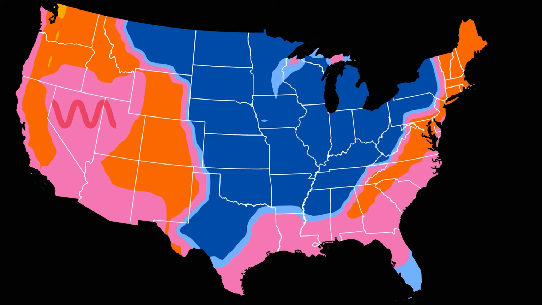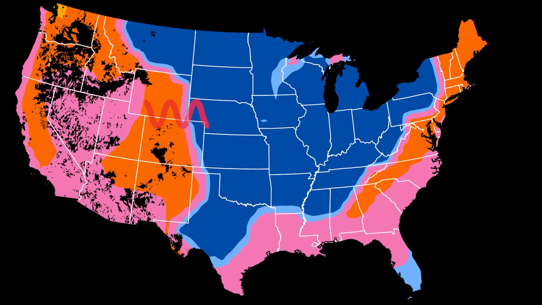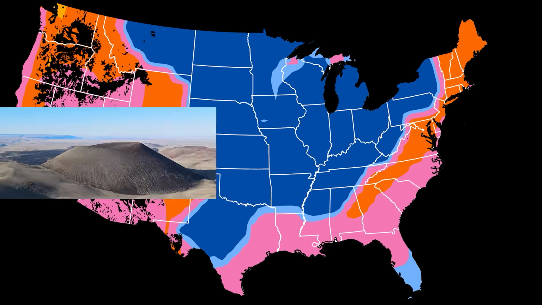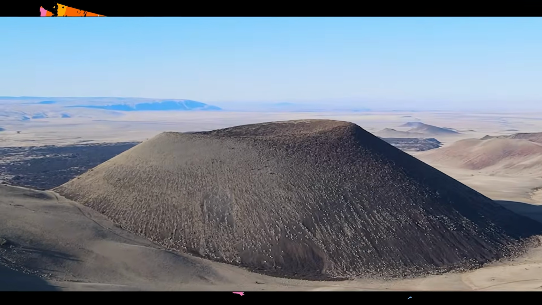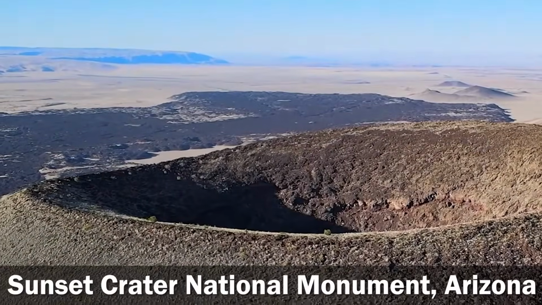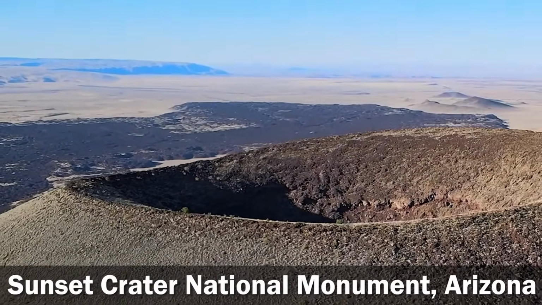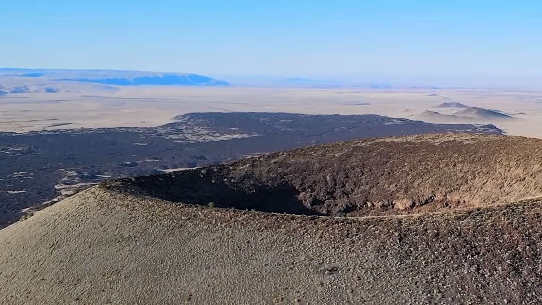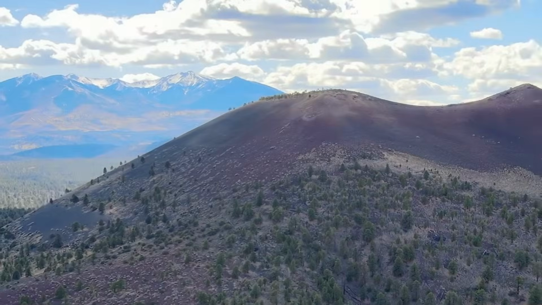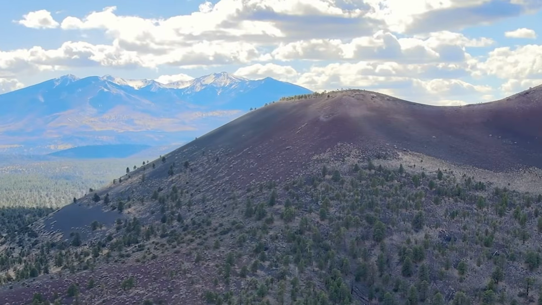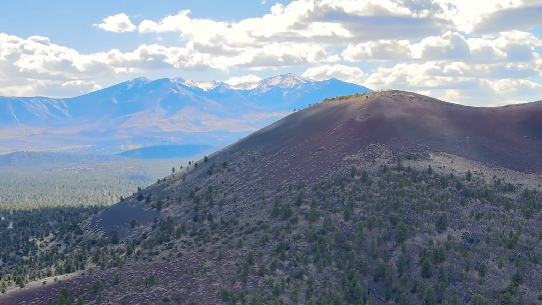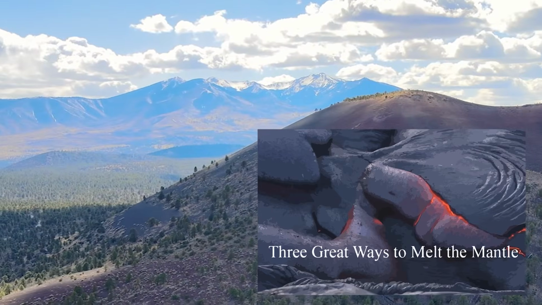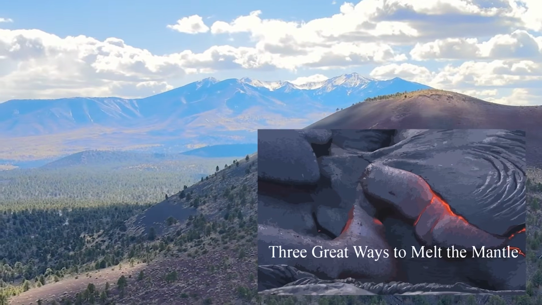We can compare this map to the locations where volcanoes erupted and lava flowed in the recent geologic past. These volcanoes and lavas occur above where the mantle is hot enough to melt, producing basaltic magma. In the Cenozoic era, the last 64 million years, conditions were right in the western U.S. for mantle to melt, confirming inferences from the seismic velocity map of the upper mantle. Watch our video, 3 Great Ways to Melt the Mantle, to find out how.